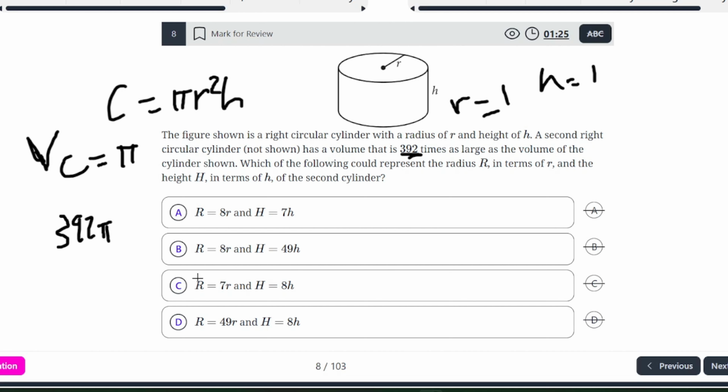So let's take a look at our options. If our radius is 8r and our h is 7h, that would mean 8 squared, which is 64, times 7. That would be too big because 64 times 7 would be 448. So that can't be an option. Anything with 8r just wouldn't make sense, especially 49h, that's just way too big. Now let's take a look at C. Since our R is just 1 and our H is 1, it's going to be very easy to use. So if we did pi times 7 squared times 8, that is exactly 392 pi. Therefore, C would be your answer.